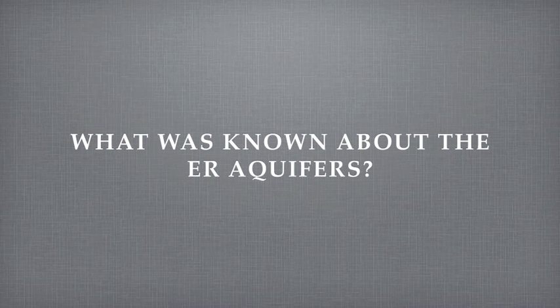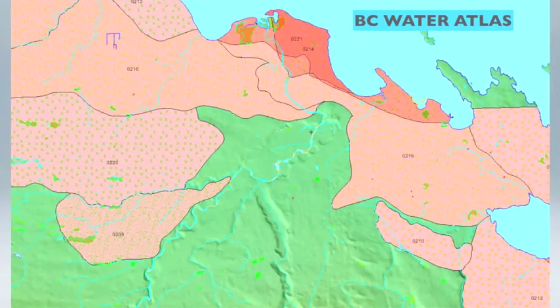So what was known about the aquifers in the Englishman River watersheds when we started that study? The BC Ministry of Environment operates a web-based map site called the BC Water Atlas, where information on aquifers is available. However, the information is very limited. It tells you, as shown on this map for the study area, the footprints of aquifers and if they are in bedrock or in overburden aquifers such as sand and gravel aquifers.